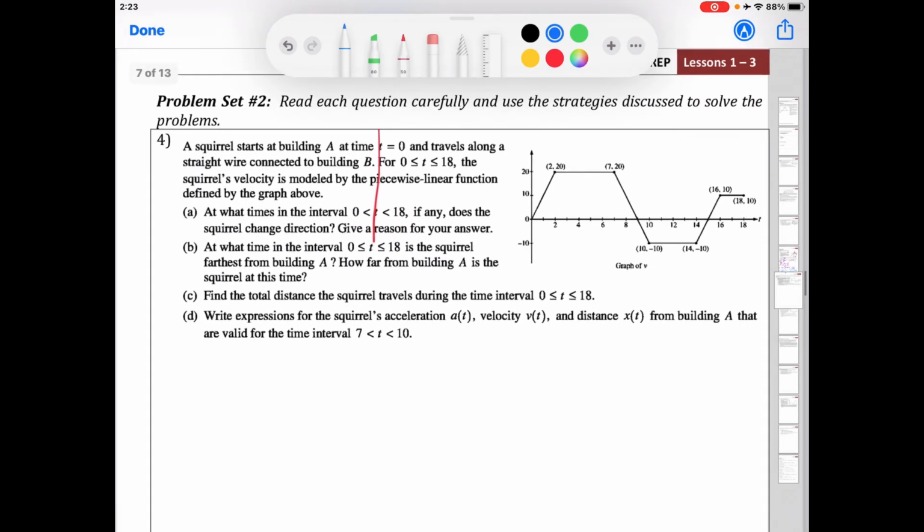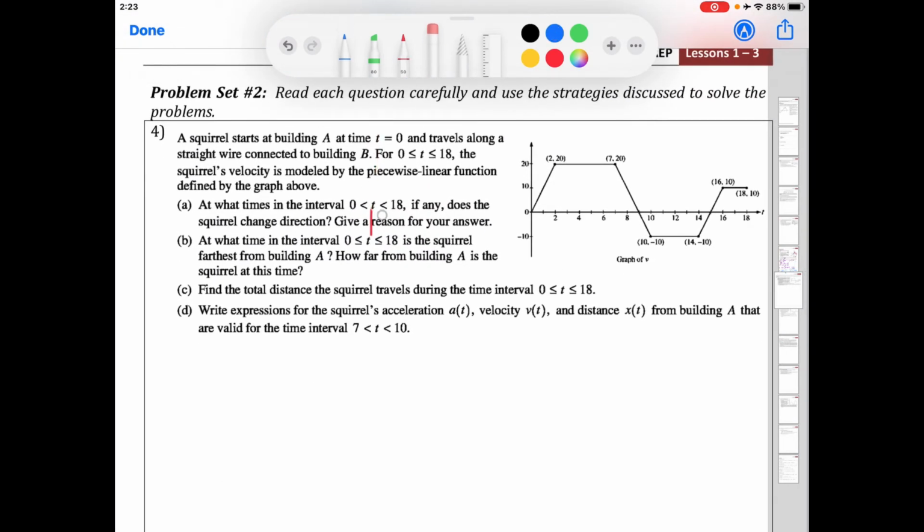Okay, example, problem set 2. It's giving me a squirrel. It says a squirrel starts at building A at time t equals 0 and travels along a straight wire connected to building B. For t between 0 and 18, the squirrel's velocity is modeled by the piecewise linear function defined by the graph above. So we are given a velocity equation. That's what we need to identify.